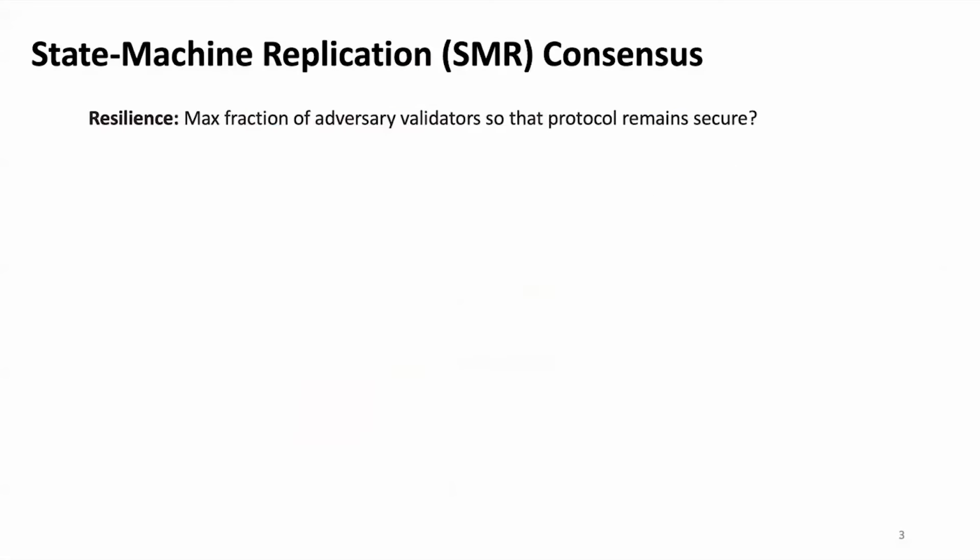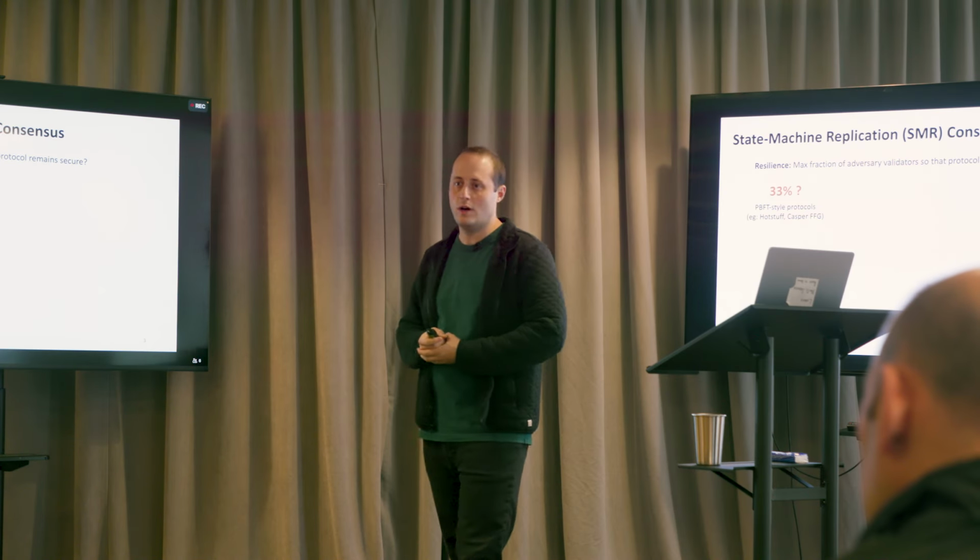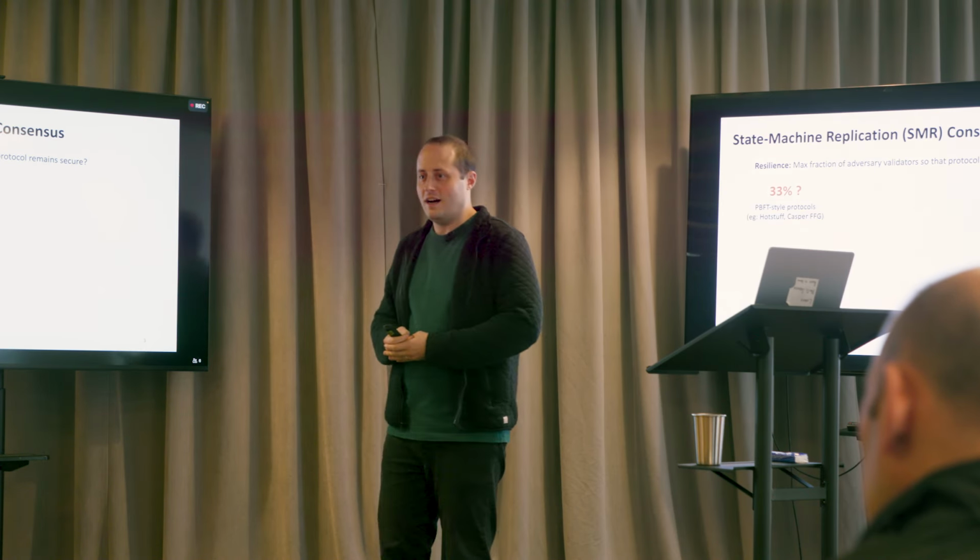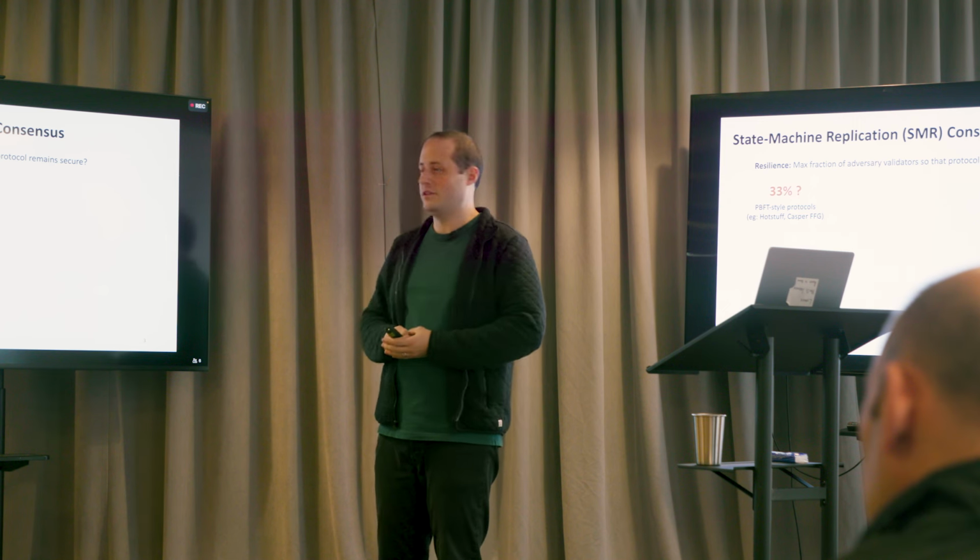So the question then is, okay, we want to build these state machine replication consensus protocols. Up to what fraction of adversary participants, I call them validators here, does the protocol remain secure? Seems a simple question, and if you go and try and Google this question, you'll get a bunch of different answers for different protocols.